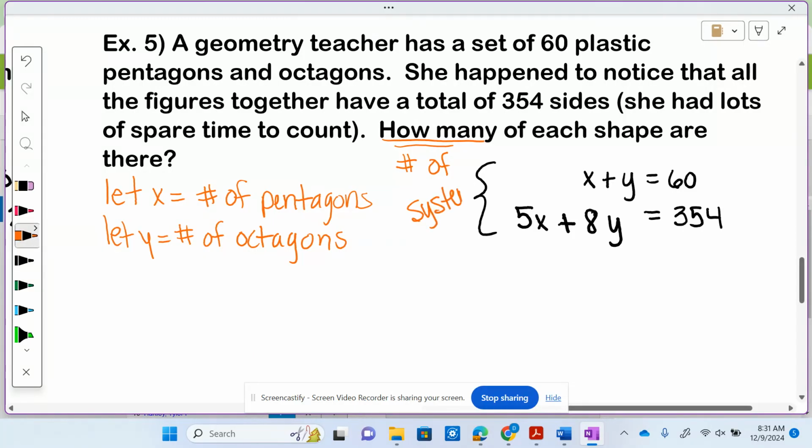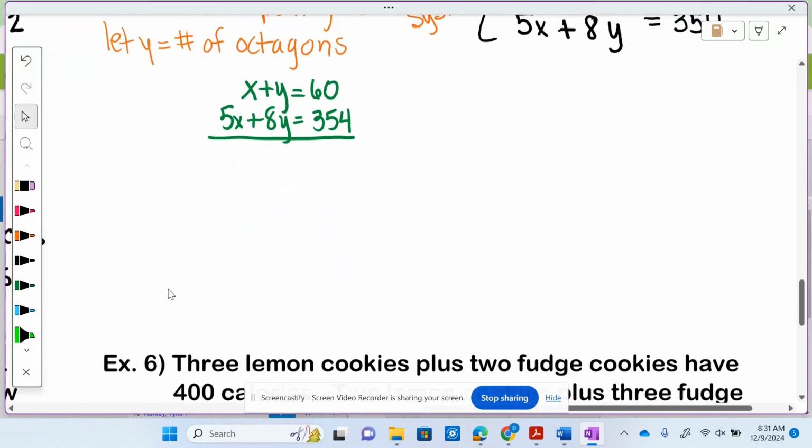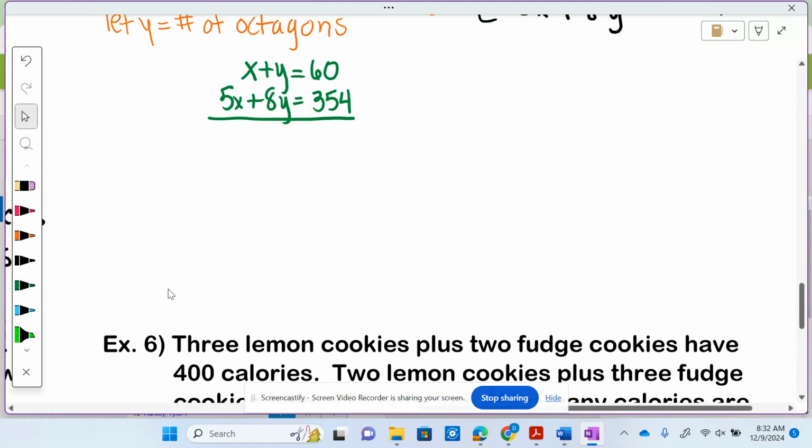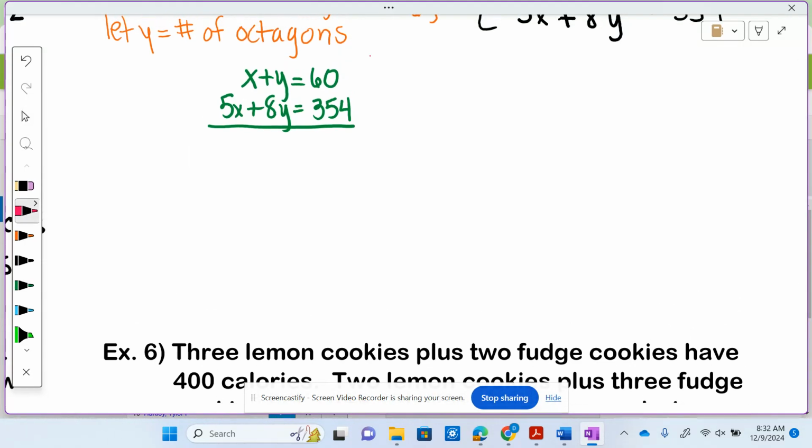What method do you think we can use to solve it? Elimination, I agree. So I'm going to rewrite the system. X plus y equals 60. 5x plus 8y equals 354. So Tim, what equation do you want to change so we can use elimination? What do you want to multiply by? Multiply the top one by -5. I'm going to multiply the top one by -5, and I'm not changing the bottom one at all. So I'm just going to write that I'm multiplying by 1. I showed you guys this last week, right? One of your elimination activities in Delta Math asked you what you are multiplying by.